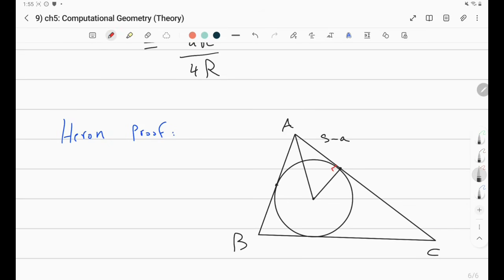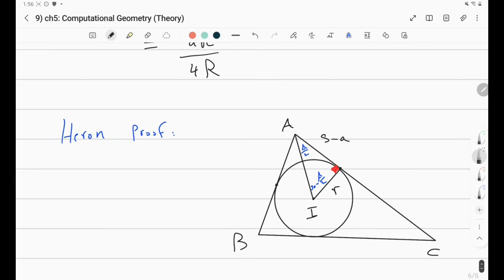Anyway, right now we just have here a 90 degree angle, and we know that this is R, and we know this is I, and we know of course the angles. This is like an angle bisector, so we know that this is A over 2, and this is 90 minus A over 2, and hence we can find the relation between S minus A and R, right?